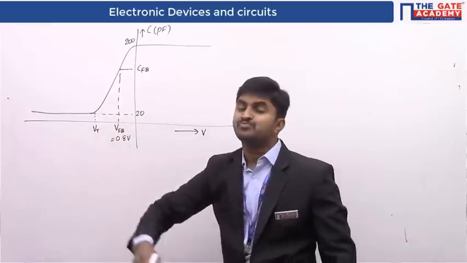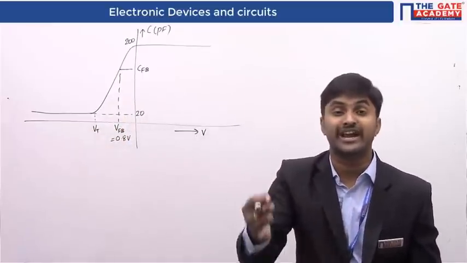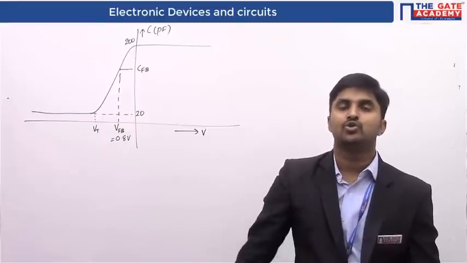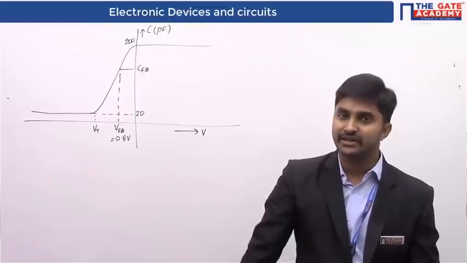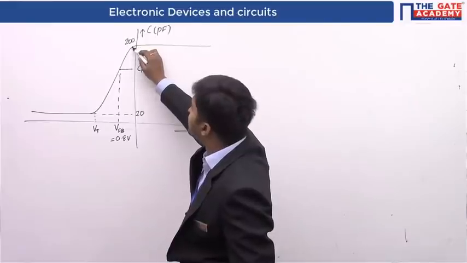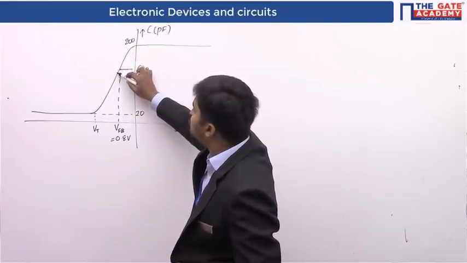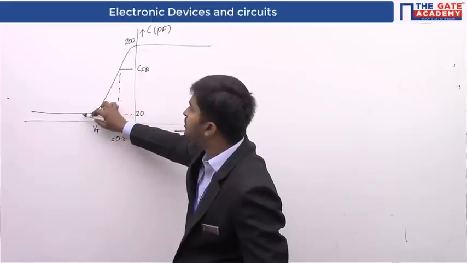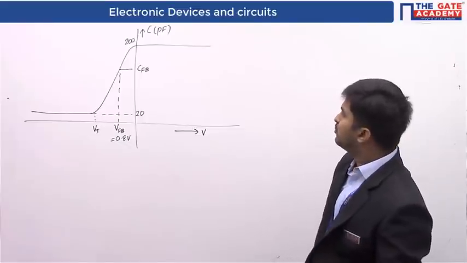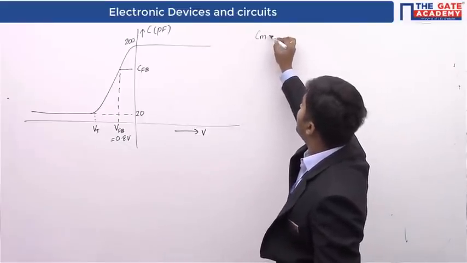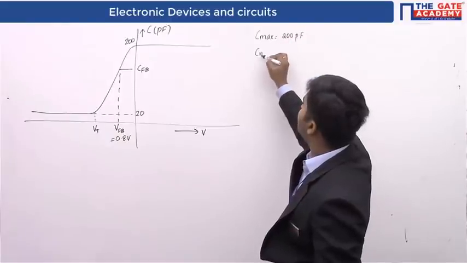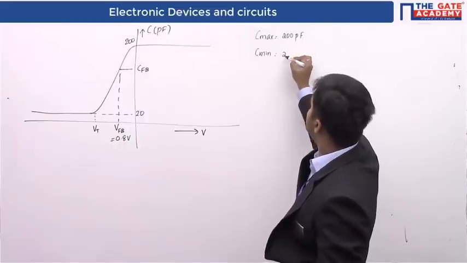Threshold voltage, we know, is the minimum amount of gate to source voltage applied to ensure that you are developing the inversion layer. So initially, when you are starting from here and applying the negative voltage, slowly your capacitance is going to come down, reach the minimum value and remain at the minimum value. So the maximum capacitance is nothing but 200 picofarads given in the question, and the minimum capacitance is going to be 20 picofarads.